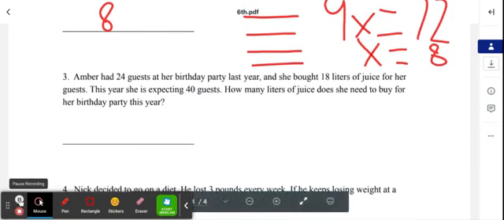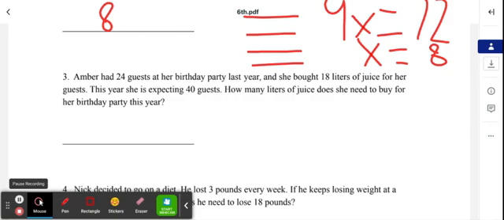Number 3. Amber had 24 guests at her birthday party last year, and she bought 18 liters of juice for them. This year, she is expecting 40 guests. How many liters of juice does she need to buy for the birthday party this year?